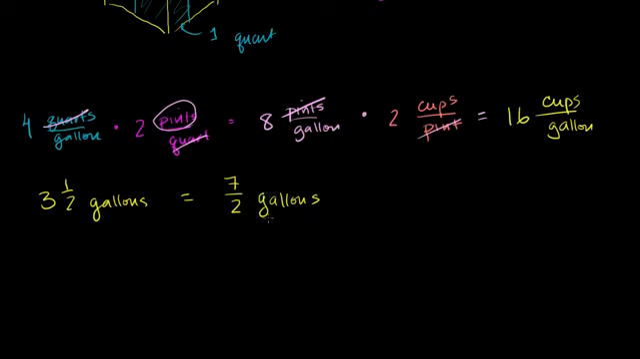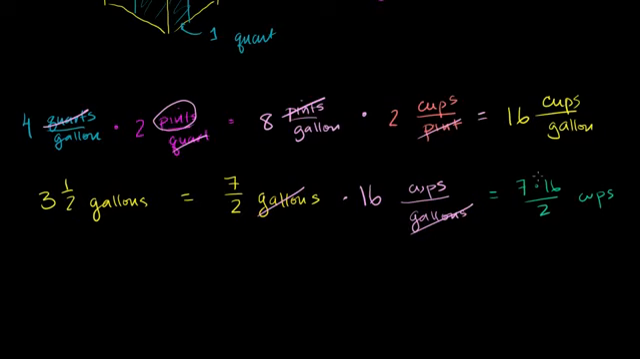So what we want to do is end up with cups, and we want the gallons to cancel out. We have gallons in the numerator right here, so we want to divide by gallons, and then we're going to have cups in the numerator. And how many cups are there per gallon? Well, we just figured that out. There are 16 cups per gallon. When you multiply these two quantities, the gallons will cancel out, and you'll just be left with cups. And that's what we wanted. So it's going to be 7/2 times 16, so this is going to be 7 times 16 over 2 cups.